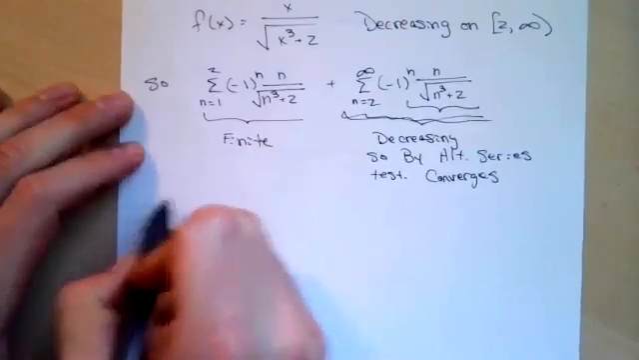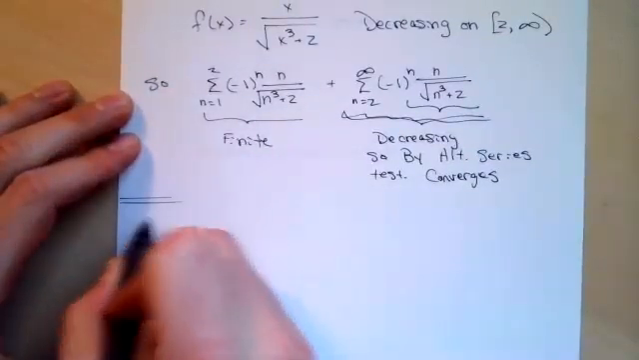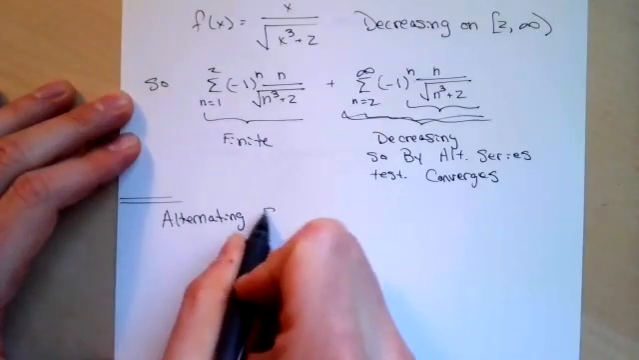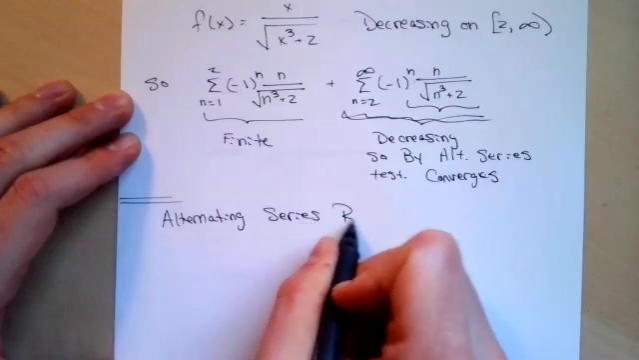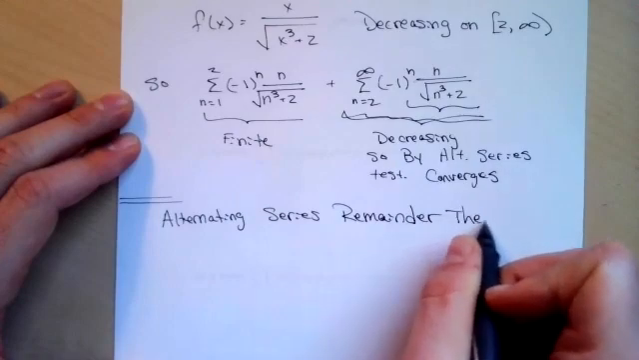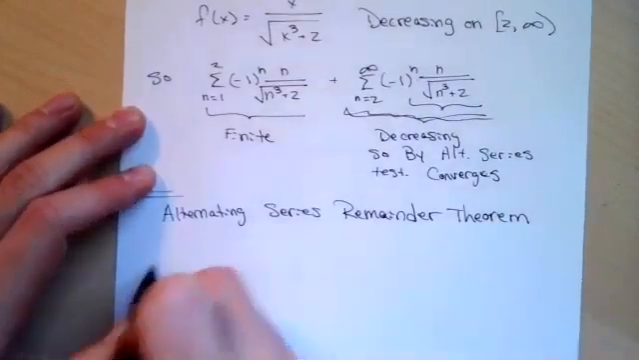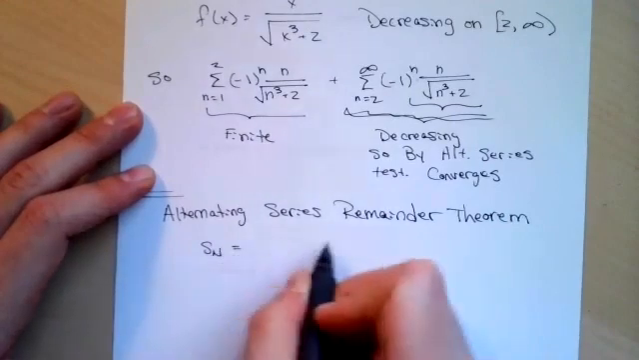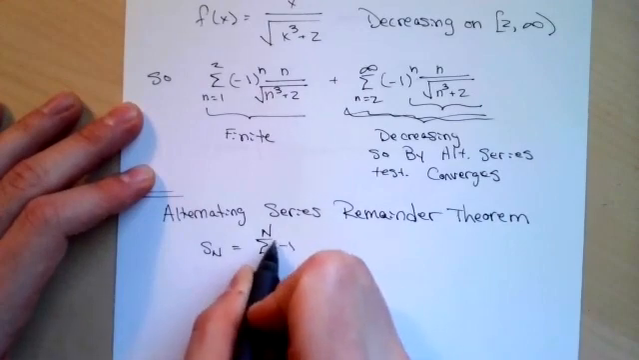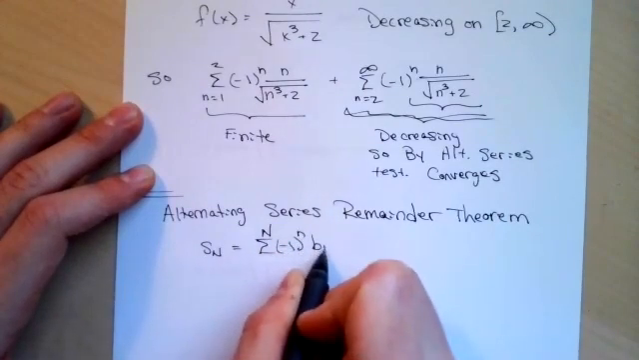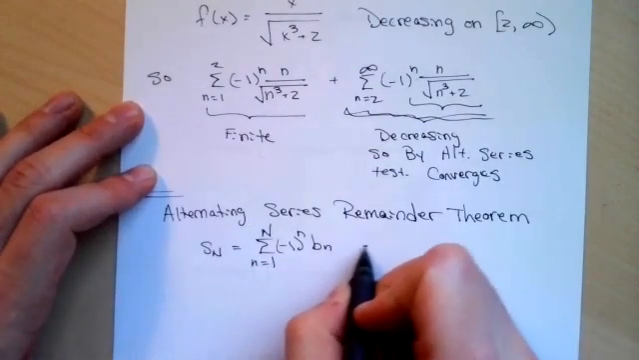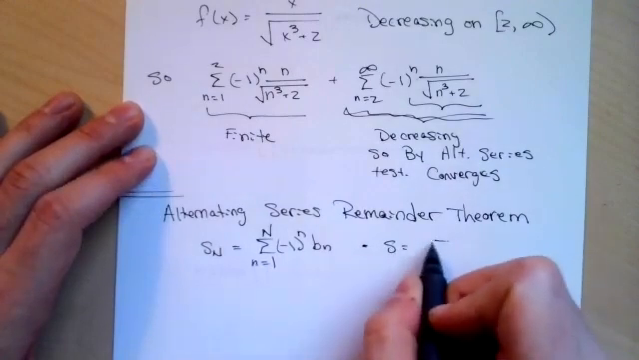Last thing we've got to touch on, sorry, we only have a few minutes to cover this, is the alternating series remainder theorem. So recall that we have a sequence of partial sums. Let's keep the alternating part off. I don't think it's a big deal, but we'll just keep it like that. And then let's call S the full sum.